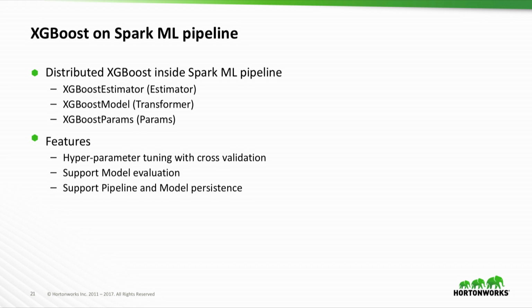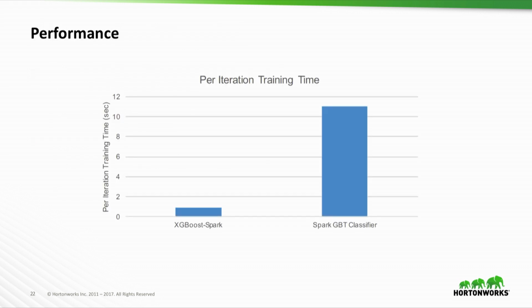And we have a lot of XGBoost parameters, like other parameters in the Spark ML pipeline. After we have this, we can do all the features like other algorithms in Spark MLlib, such as we can do hyperparameter tuning with cross-validation. We can evaluate our model according to binary classification logic or according to regression metrics. And then we can also support the pipeline and the model persistence. We will show the demo later.